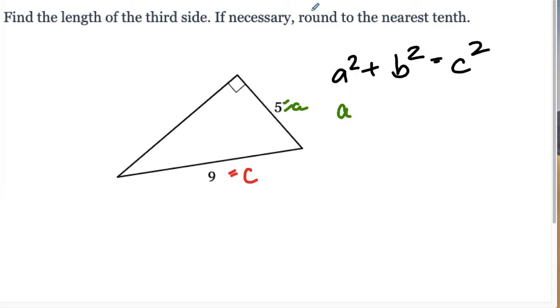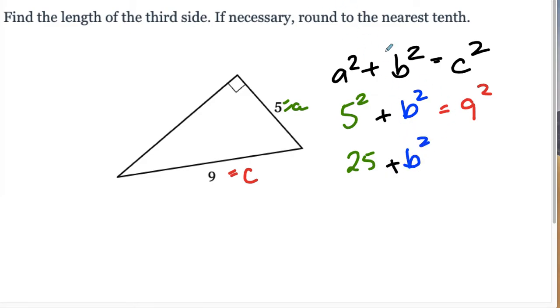So this is a squared, which is 5 squared, and we've got plus b squared, which is not known, and then we have equals c squared, which is 9 squared. Same idea, I'm going to figure out what 5 squared is, which is 25, plus b squared, we don't know, equals 81. Then we subtract 25 from both sides. So 81 minus 25 is 56.